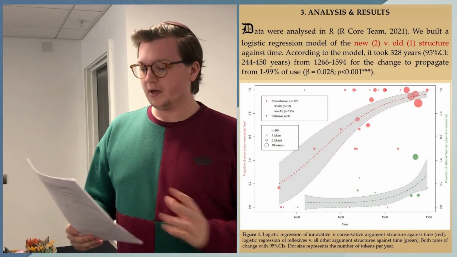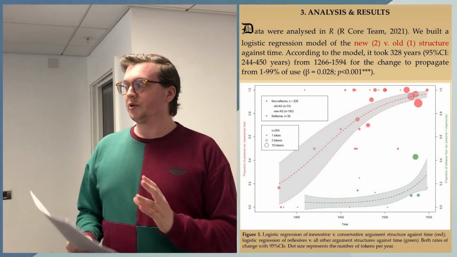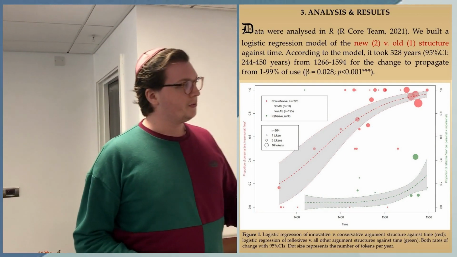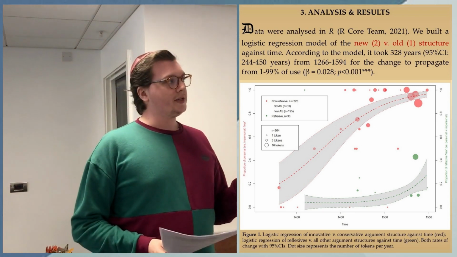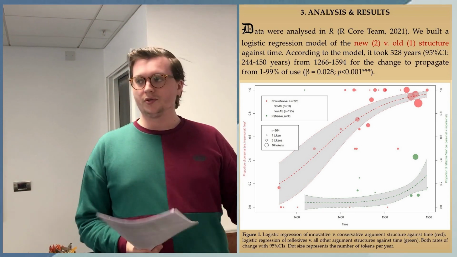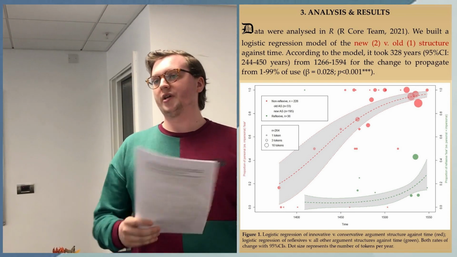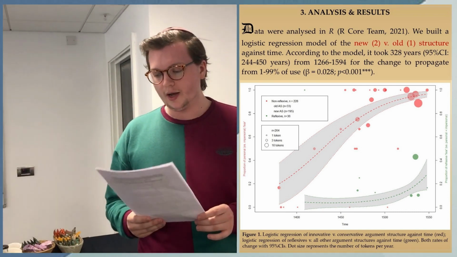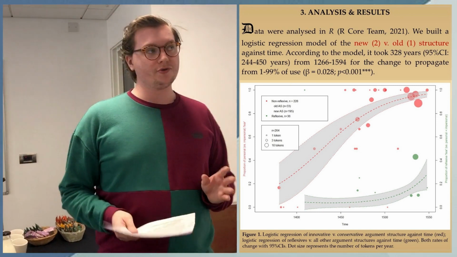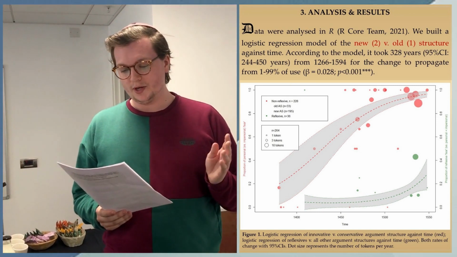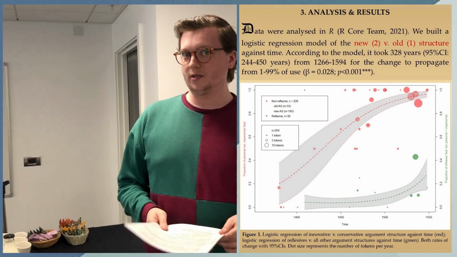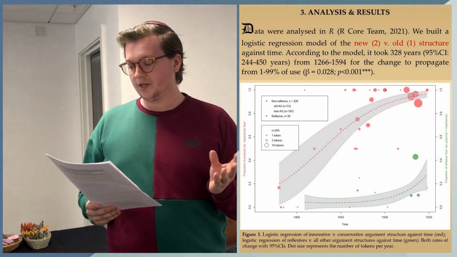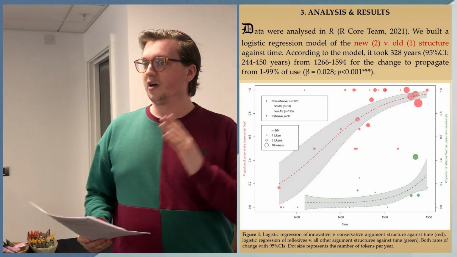We then took that data and put it into a custom R script, which built a logistic regression model. The first model, which is in red in figure 1, is the proportion of new argument structures out of instances of the verb fear over time. The model predicts that it took around 328 years, between 1266 and 1594, for the change to take place, although the confidence intervals suggest that this could be anywhere between 244 and 450 years.